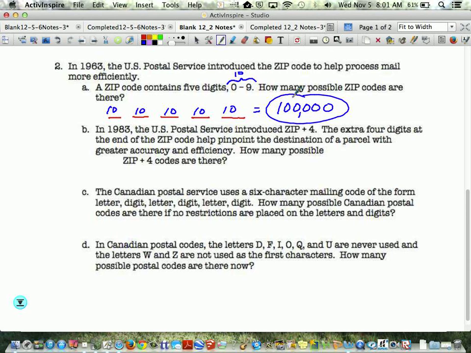So you still have your 10 to the 5th power, right? Now what are you adding behind it? Right, so now you're multiplying by an additional 4 more 10s, right? So really what you end up with is 10 to the 9th. So that's 1, 2, 3, 4. And what's that number? 1 billion. So that's a ton of different combinations.